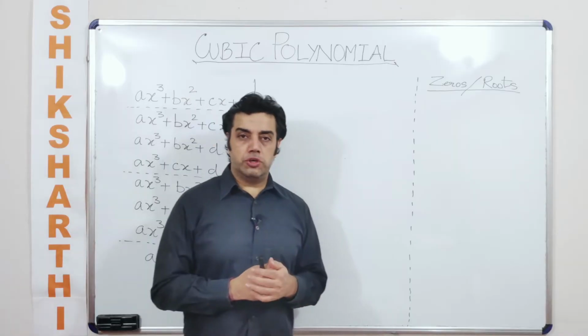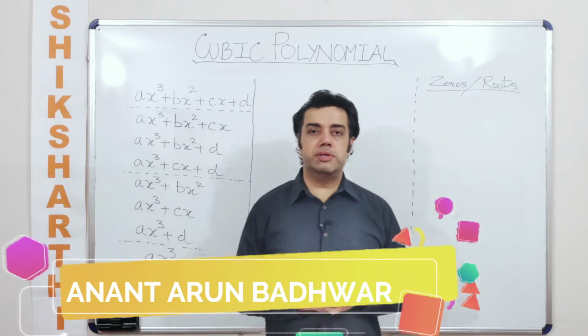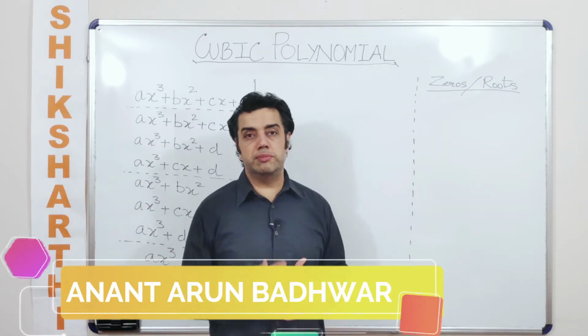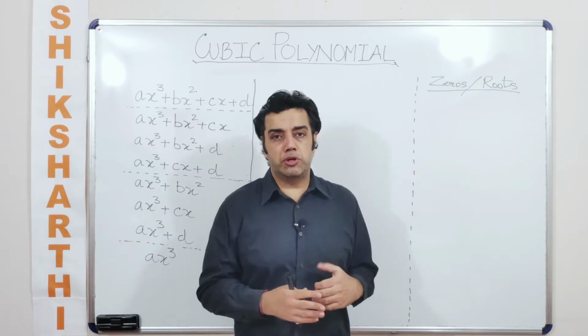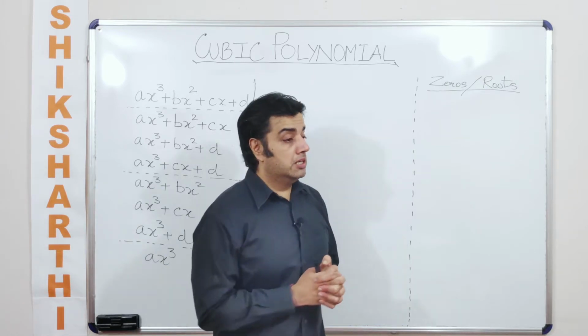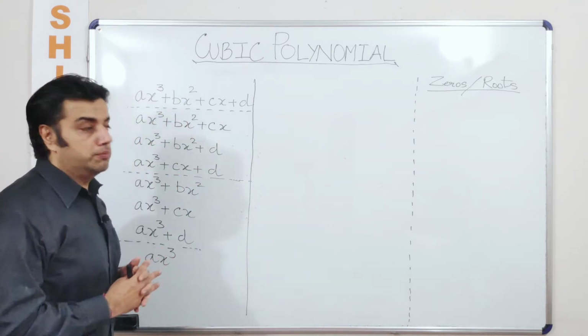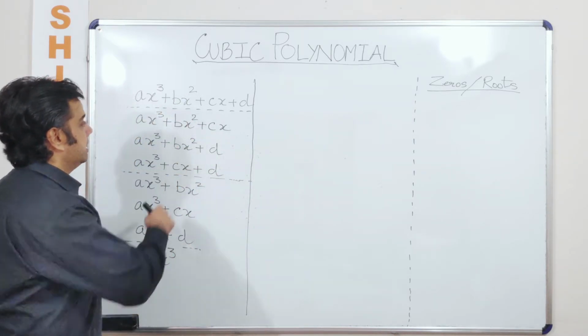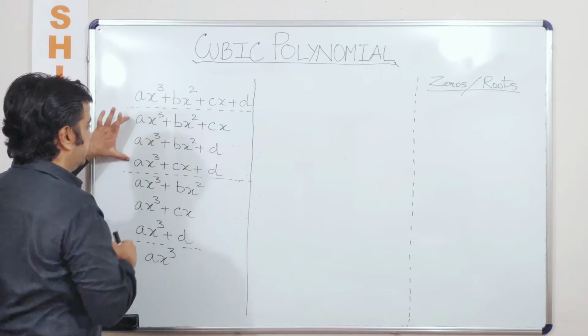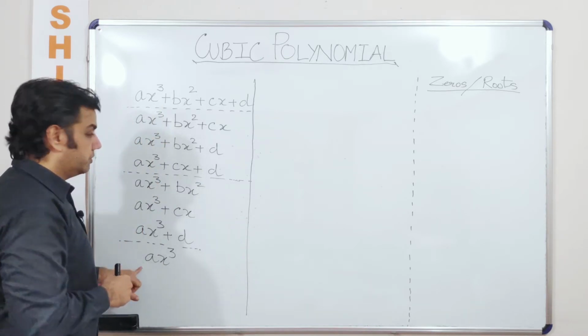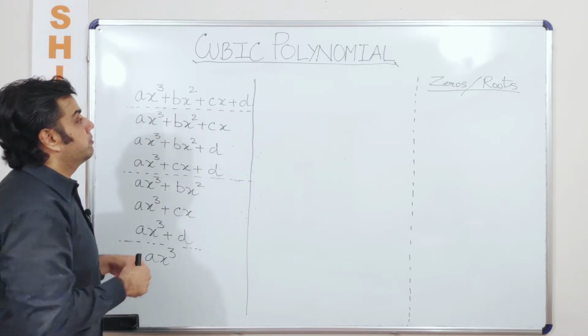Now I hope that you have already gone through my earlier videos on cubic polynomials, wherein we have talked about how a cubic polynomial is formed, the types of cubic polynomials and so on. So we will basically talk about the basic types of cubic polynomials that we have discussed earlier. For example, this is one type, these are another type, this is a third type, and this is the fourth type of a cubic polynomial.